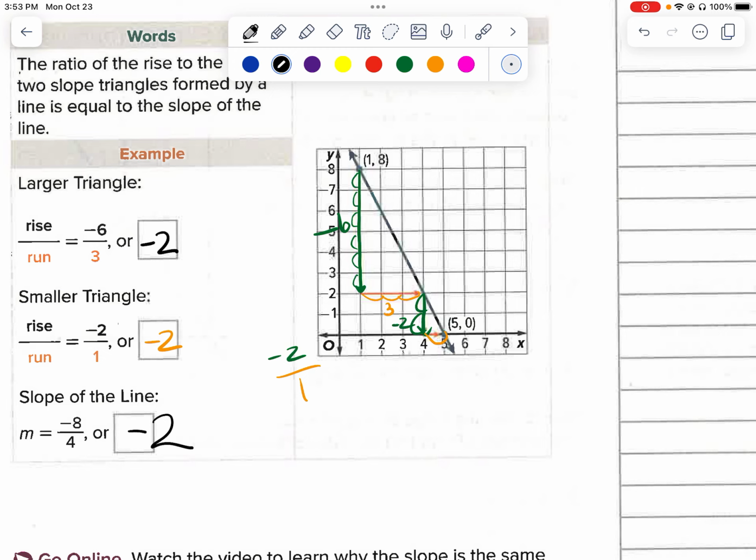Where they got that information was, guys, they did this. Oops, I almost did the wrong thing. They went from here. They did these. So they went, sorry, they went to the right 1, 2, 3, 4, and they went down 8.